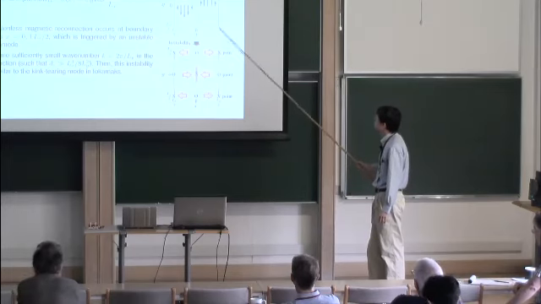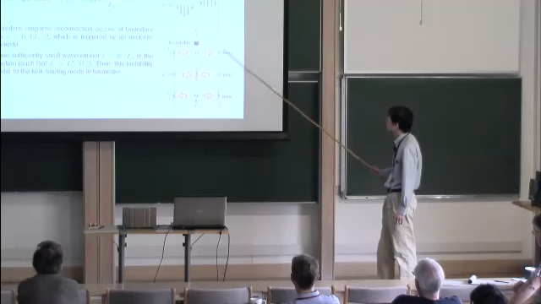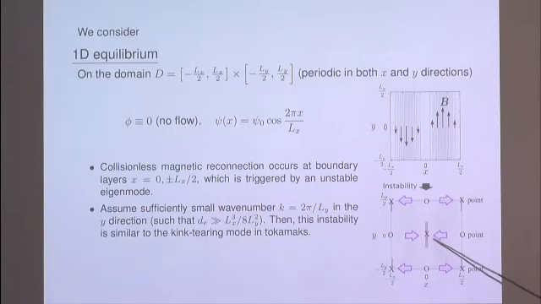So some reconnection occurs at this point and this point. And because the magnetic field line looks like an X at this point, we call this the X point. And this is called the O point. And these points are essentially equivalent due to the symmetry.